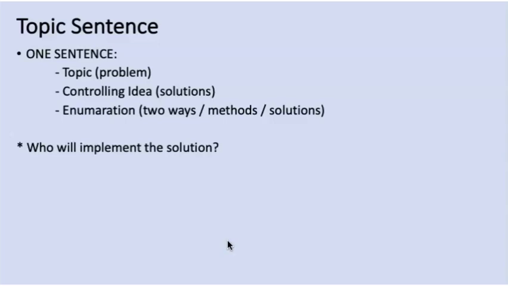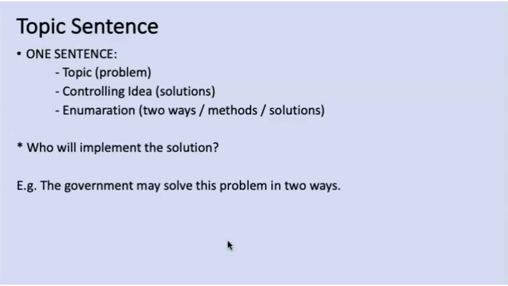And as we said, who will implement the solutions is also very important. Let's look at some examples now. The government may solve this problem in two ways. So, problem is the topic. You can state the problem, for example, poverty. The government may solve the problem of poverty in two ways. Controlling idea is solving, solution, and enumeration we have two ways.